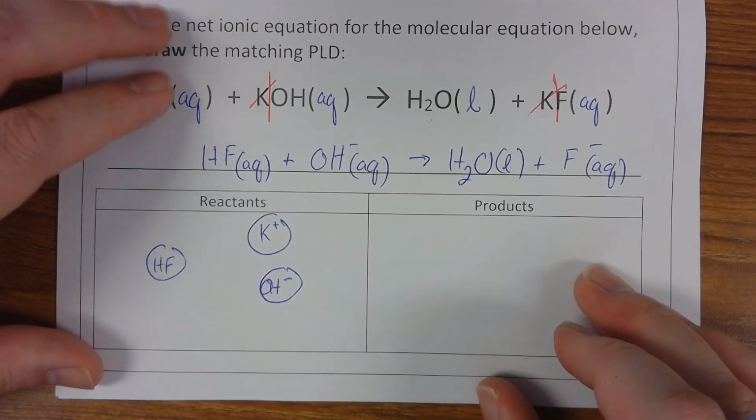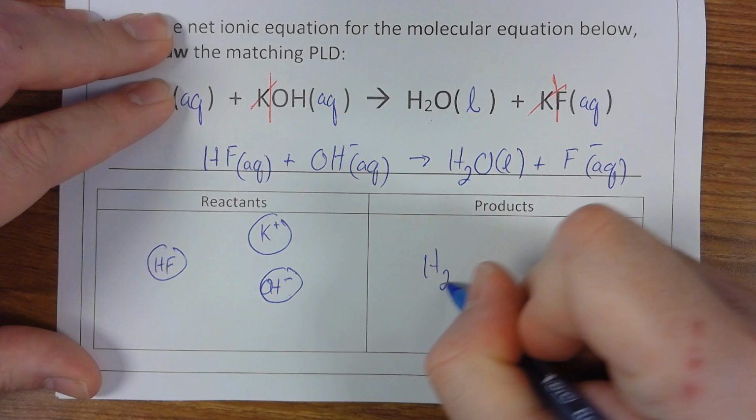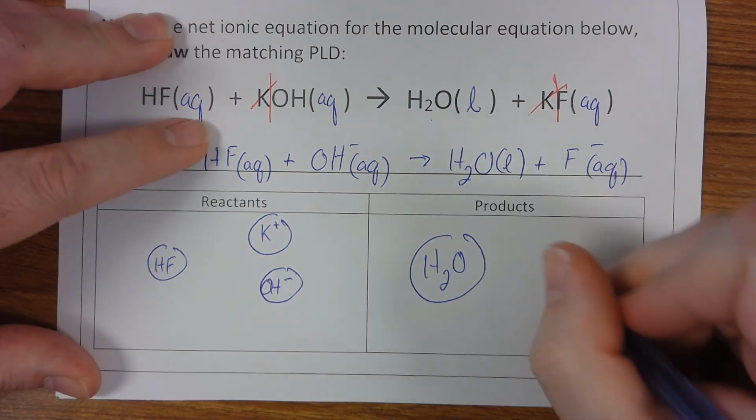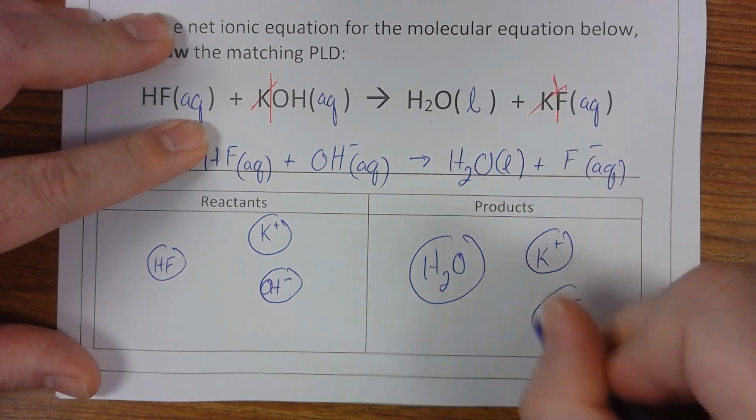Coming over here on the product side, you're going to get a water from this reaction right there. And then you're also going to get KF, but you're going to show that as dissociated. So K plus and F minus.